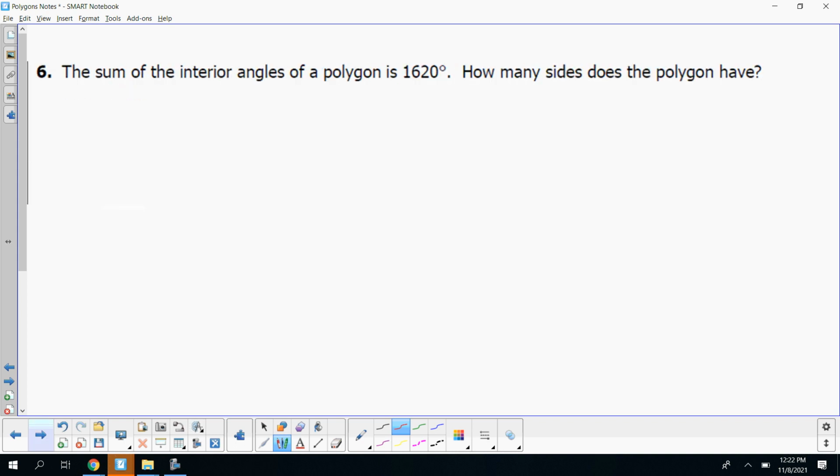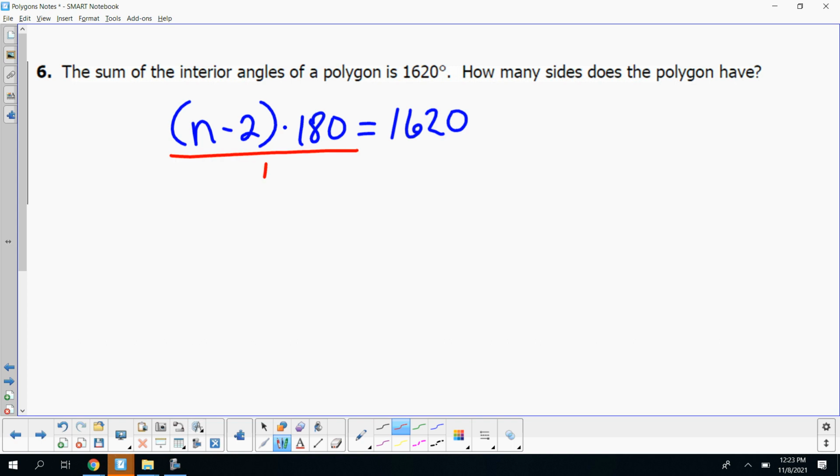Let's skip down to number 6. The sum of the interior angles of a polygon is 1,620 degrees. How many sides does that polygon have? So number 6, we take n minus 2 times 180, and we're solving for n, the sides. That's our formula for finding the sum of the interior angles of a polygon. But we know that answer. That answer is 1,620. So using that formula, let's solve and figure out how many sides we have.